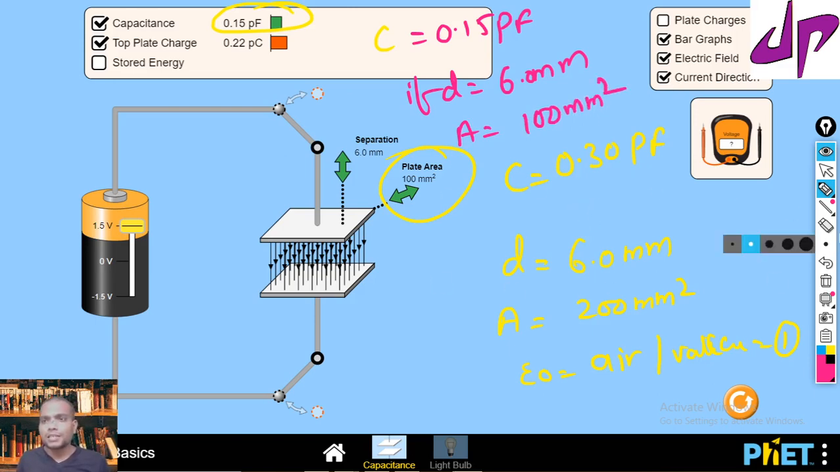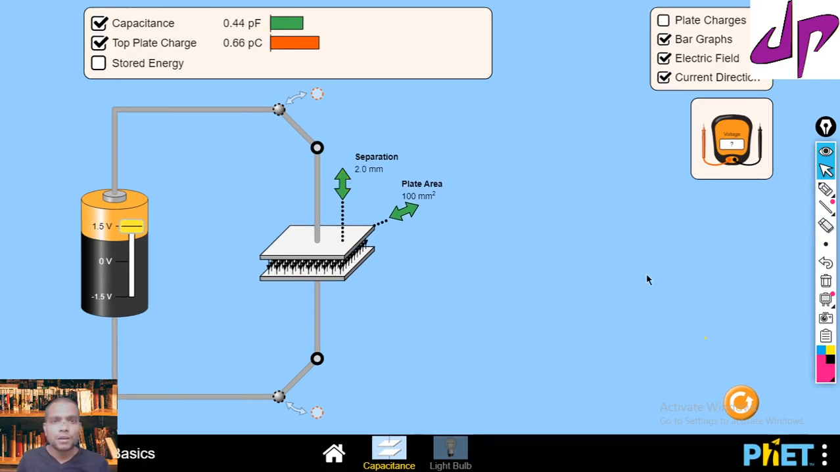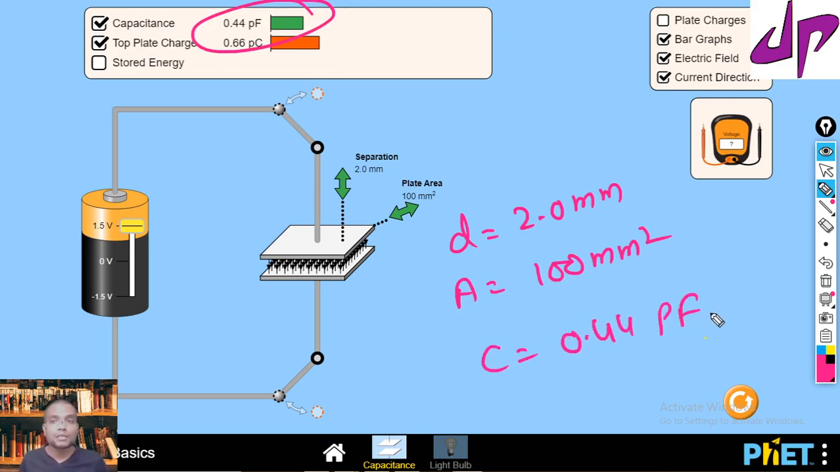Now let's change the distance. The 6 millimeter is a little high, so I would like to decrease the distance. In this case the dimensions are distance D equal to 2.0 millimeter and area equal to 100 millimeter square, and you can see the capacitance value C equal to 0.44 picofarad. Now the capacitance has increased.